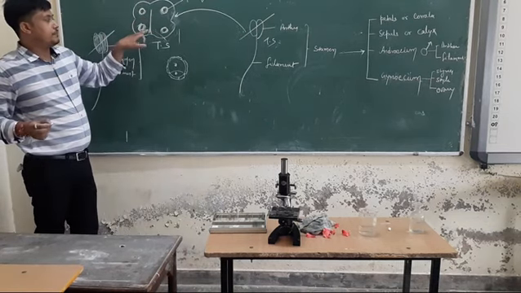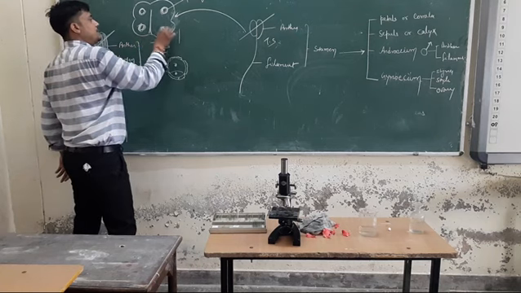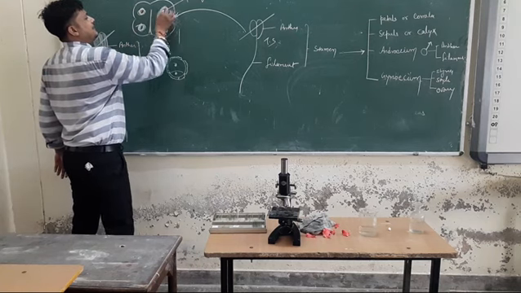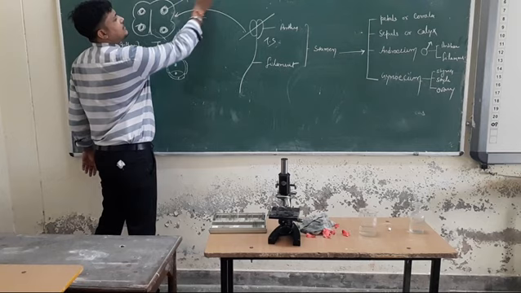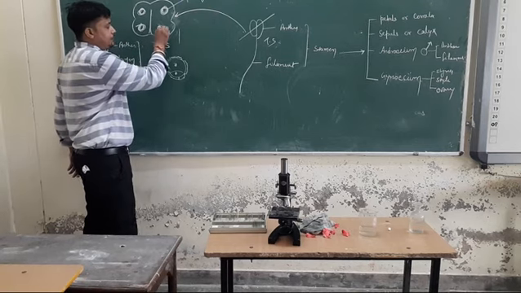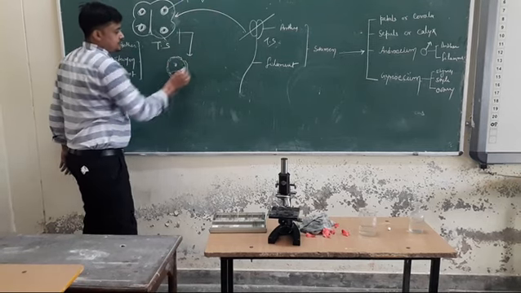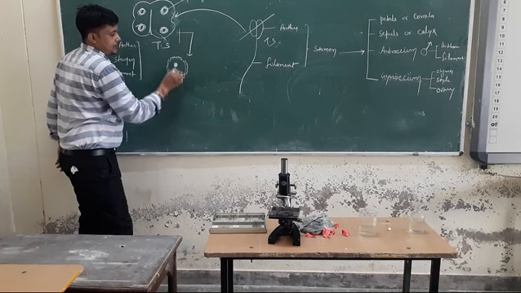There are four chambers here. These are the four chambers. And inside every chamber, pollen grains are produced. And these pollen grains, you know, I have also made the structure of the pollen grain. This is the pollen grain.